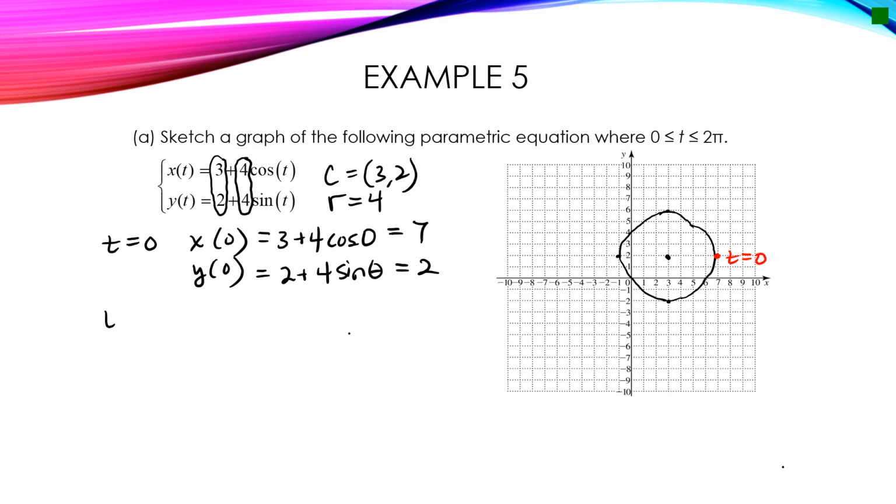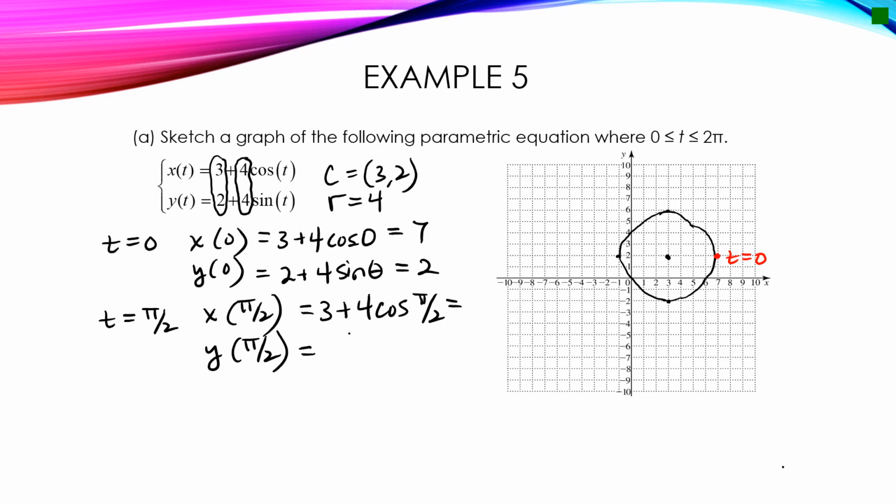And then let me do one other point. How about we do pi over 2? That'll get me my direction. That's a pretty easy one to quickly get values for because I don't anticipate any decimals. So 3 plus 4 times the cosine of pi over 2. Cosine of pi over 2 is 0, so I end up with 3 plus 0, or 3. And then 2 plus 4 times the sine of pi over 2, which is 6. So where am I at with 3 and 6? It looks like I am straight up at the top.